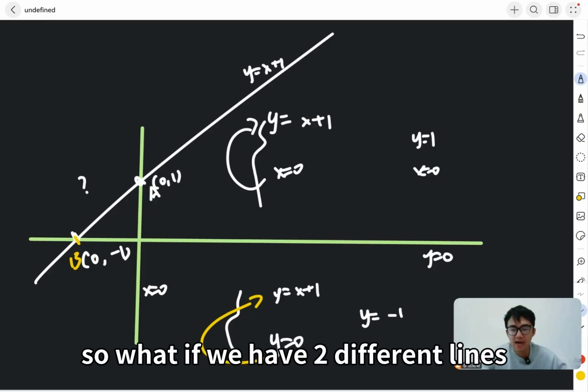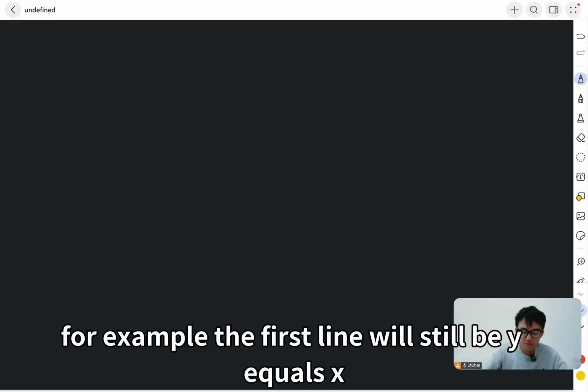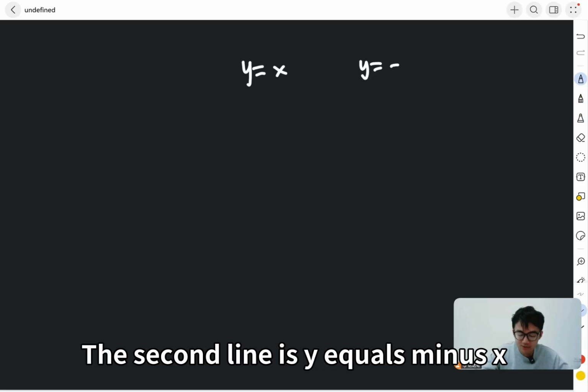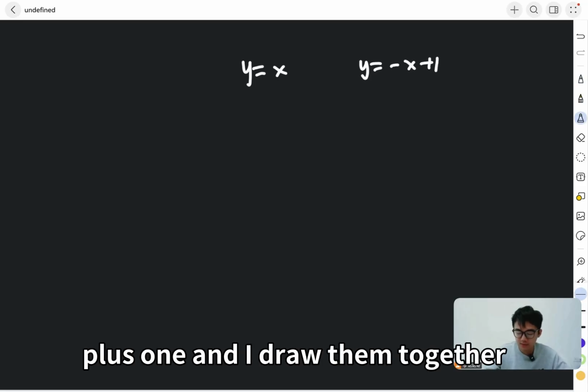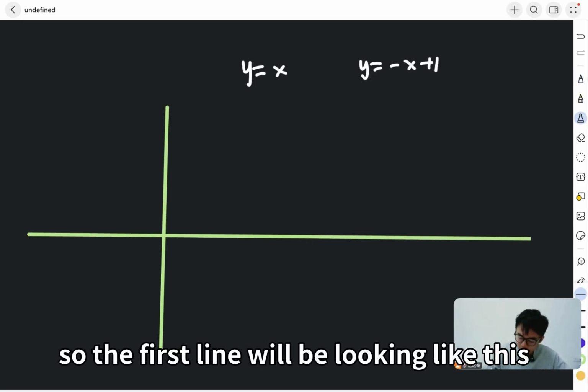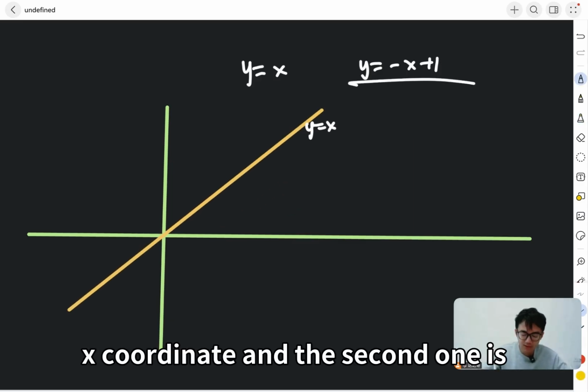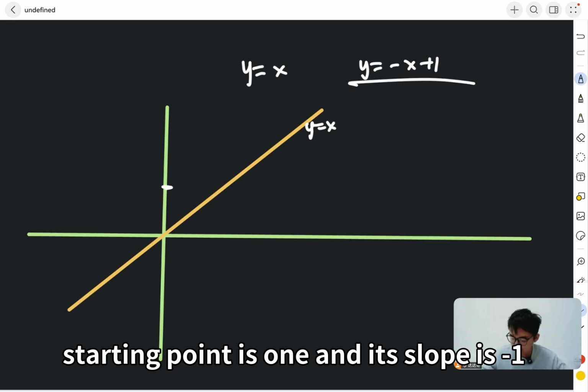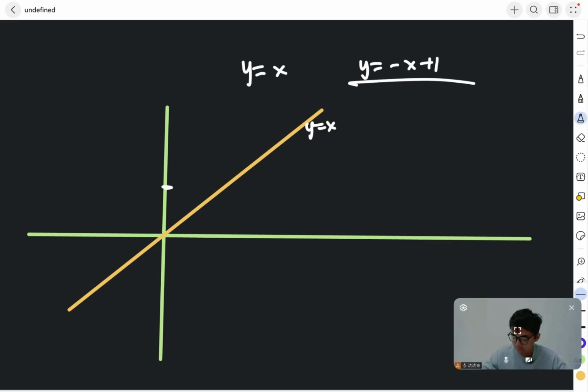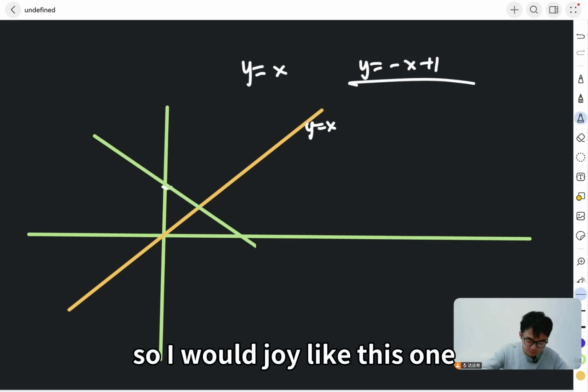So what if we have two different lines? For example, the first line will still be y equals x. The second line is y equals minus x plus 1, and I draw them together. So the first line will be looking like this. The x coordinate is its y coordinate, and the second one's starting point is 1 and its slope is minus 1. So I will draw it this way.